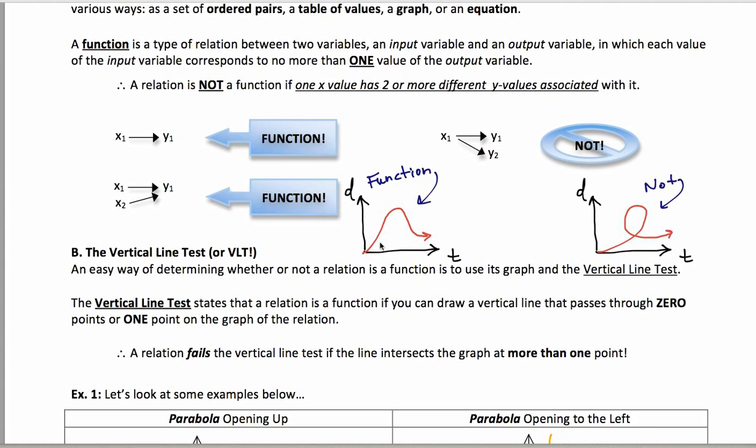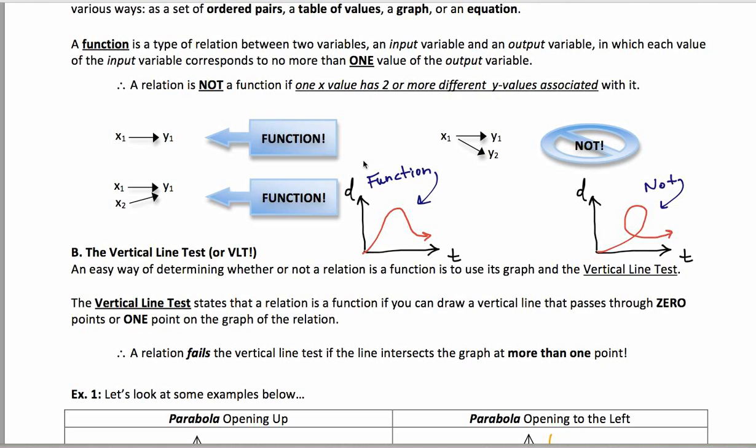Therefore, a relation is not a function if one x value has two or more different y values associated with it. So if you had a point like (2, 5) and then another point (2, 6), notice that the same x value has two different y values associated with it. Any relation that had those points, (2, 5) and (2, 6), sort of vertically piling on top of each other would not be considered a function. It could still be a relation, but not a function.